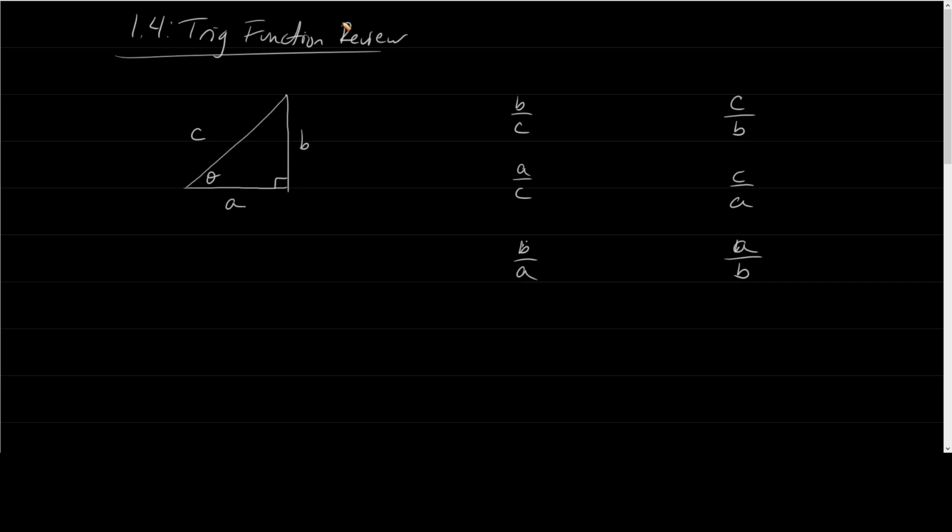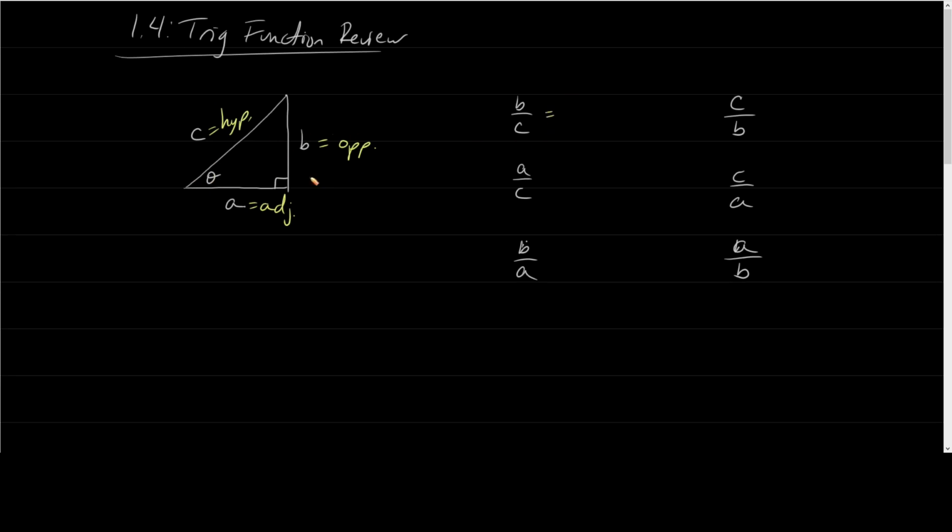Notice there that if I call A the adjacent side, if I call B the opposite side, and C the hypotenuse, and by the way, this is called the adjacent side because it is adjacent to the angle. It is right next to the angle, right? That's what adjacent means. Over here, this is the opposite side because it's opposite from the angle. It's the opposite side from the angle.